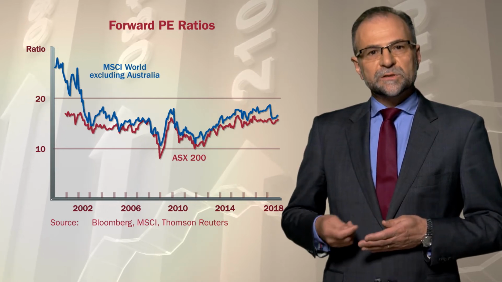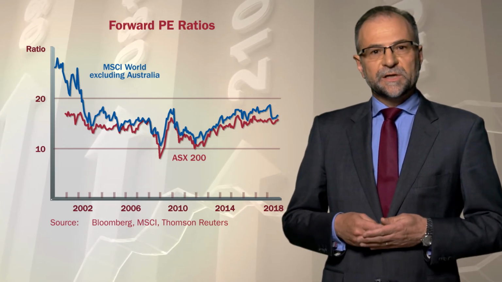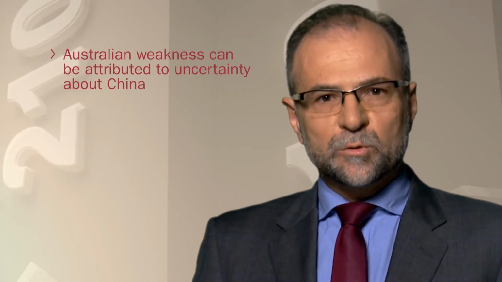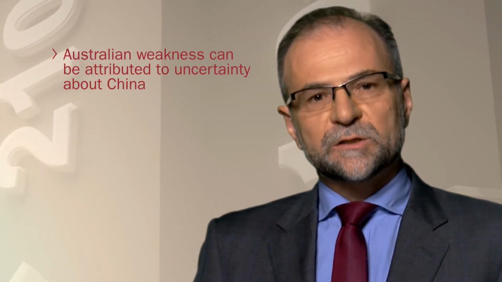But our market also fell last month, around 6%. For Australia, the financials component of the ASX 200 has been a drag on the index. But unlike the US, we aren't facing higher interest rates. So the weakness can also be attributed to uncertainty about China.